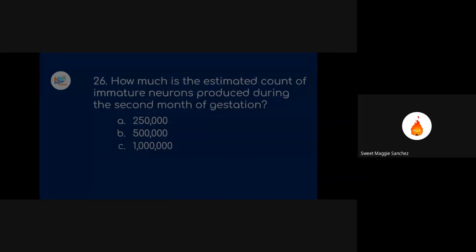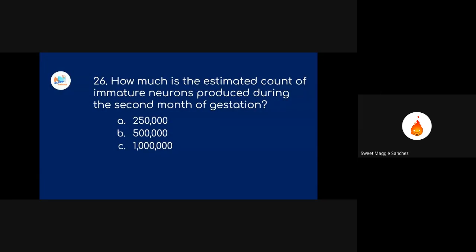Timer stops. Question 26. How much is the estimated count of immature neurons produced during the second month of gestation? Is it A, 250,000, B, 500,000, or C, 1 million?